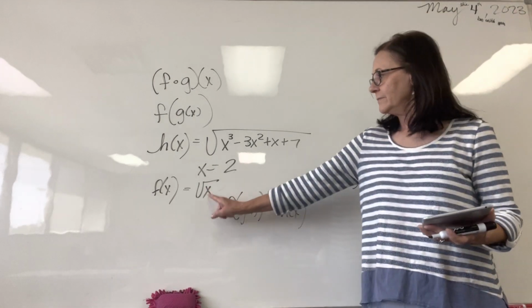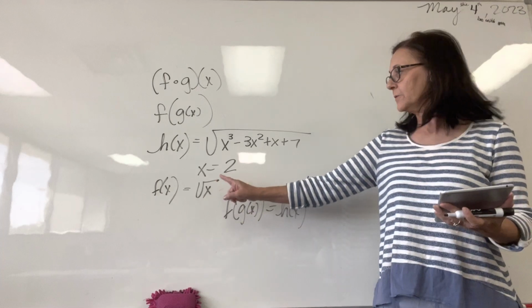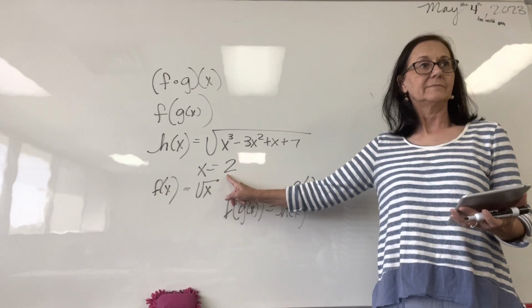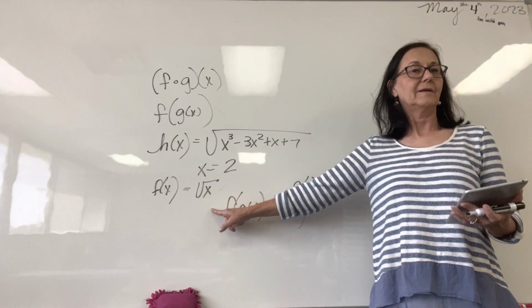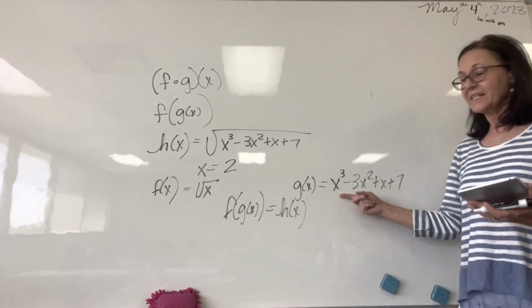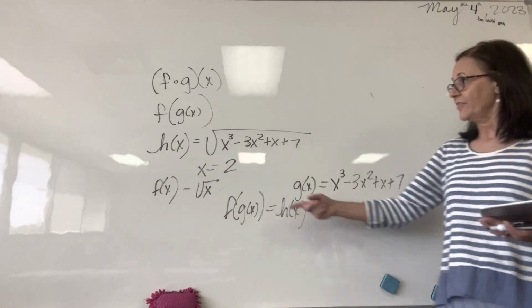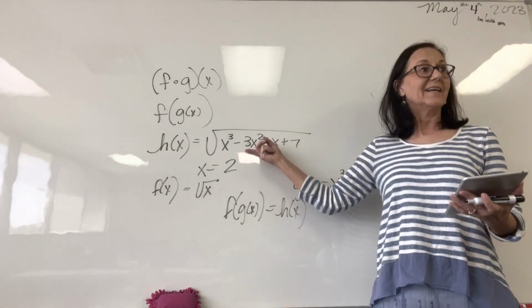All right. Now, we want to know if it's continuous at positive 2. Is the square root of x continuous at positive 2? Yes. Is this continuous at positive 2? Yes. Therefore, the composition is continuous.